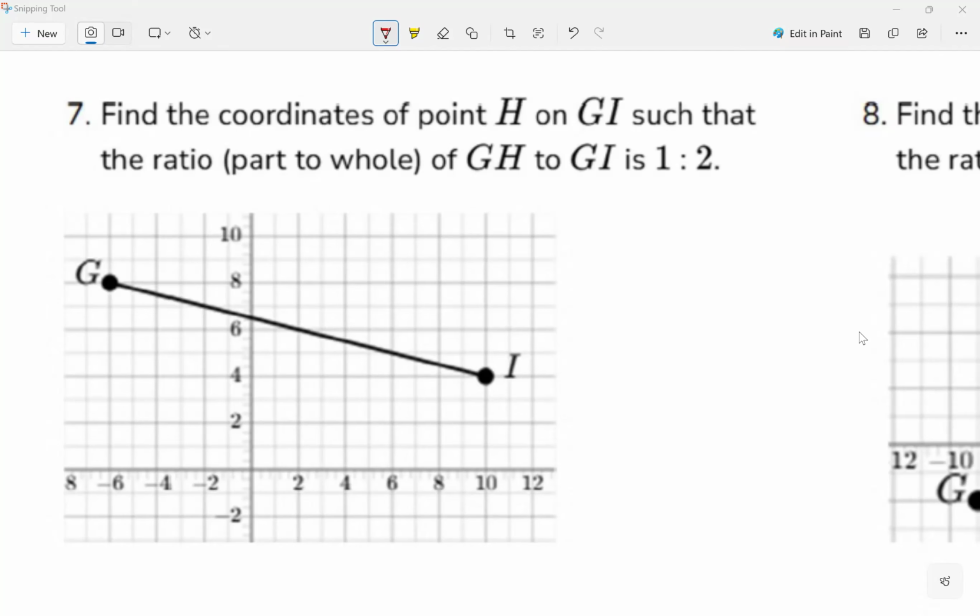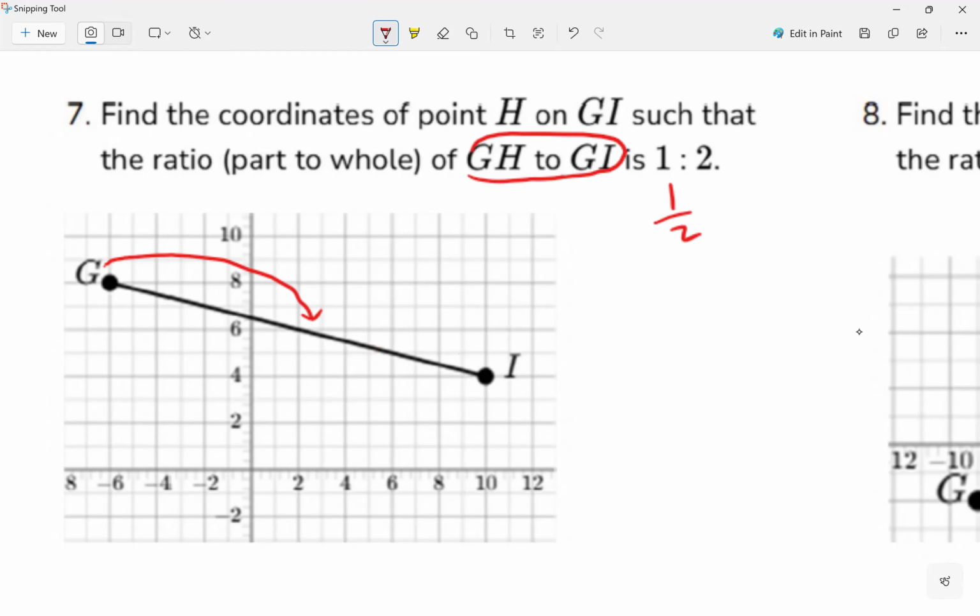Okay, so there's 2 points, G and I, which we can see, right? I want to find the coordinates of point H, which is somewhere in between. It could be this point, this point, this point, somewhere in between, right? So H is somewhere in between G and I, such that the ratio is 1 to 2. So imagine 1 to 2 as a fraction. The distance from GH to GI, so if I was to travel from G to I, I will travel one half.